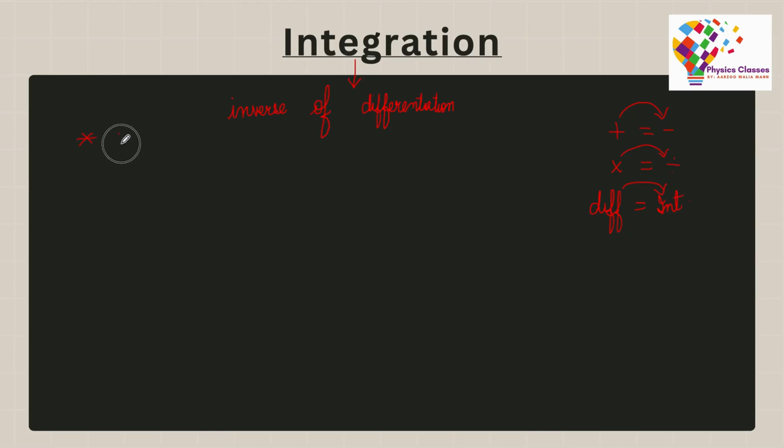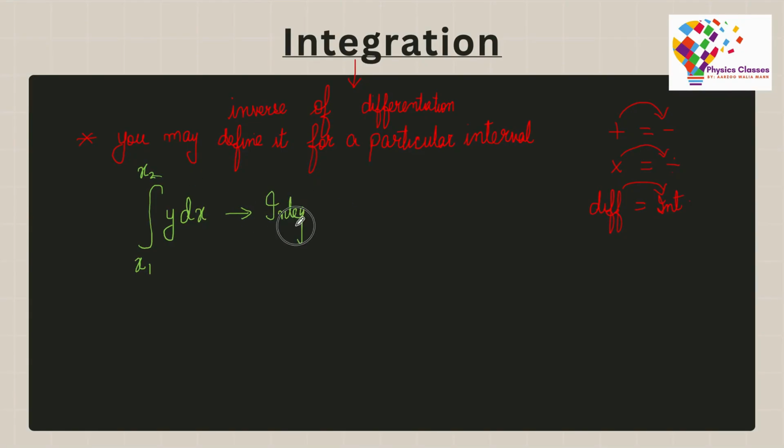Whenever we are talking about integration, you may define integration between a particular limit. When you're integrating a function, you can integrate the function between a lower limit and an upper limit. That's x1 and x2. Then I represent it like integral x1 to x2 of y dx. What exactly does this mean? It means that I'm doing integration of y with respect to x in the interval x1 to x2.